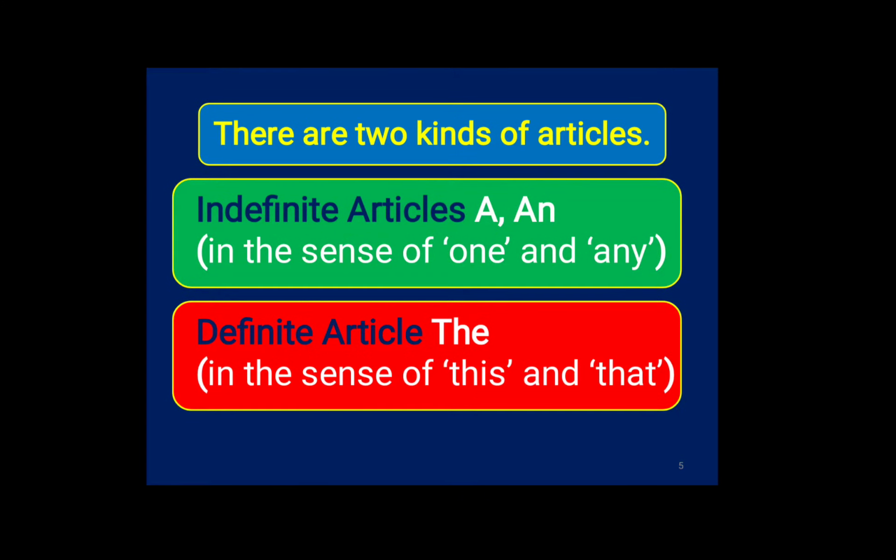So basically you have an idea, but still let us discuss. There are two kinds of articles, and you know that they are a, an, and the. The classification of articles is, we classify the articles into two types: indefinite articles as well as the definite article. So what comes under indefinite articles? A, an, in the sense of one and any, are called indefinite articles, and the is called the definite article. In the sense of this and that, we use the definite article the.